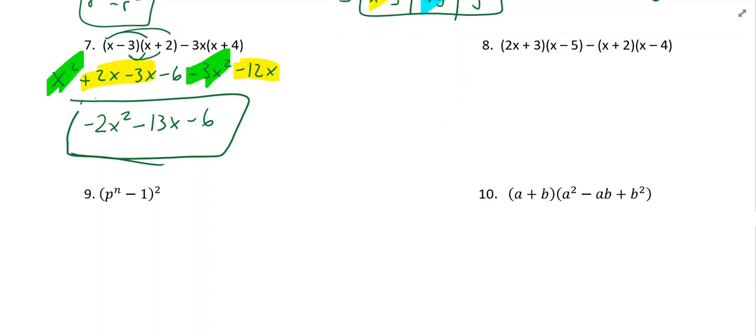Okay, so with number 8, you want to be really careful. You want to make sure that you remember that there's a negative 1 in between the negative and the parentheses here.